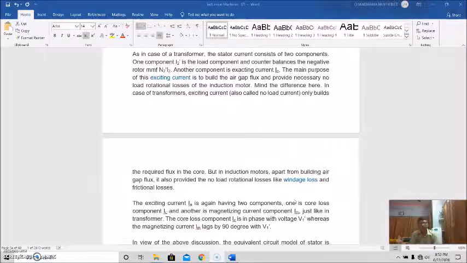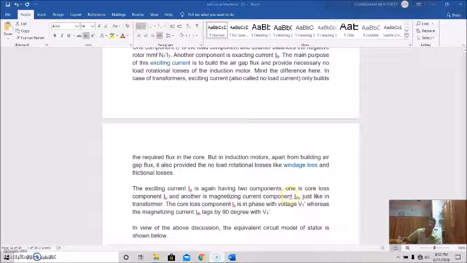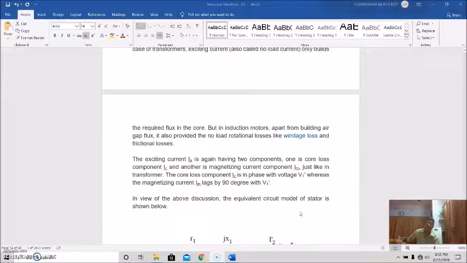This exciting current IE again has two components. One is the core loss component IC, and another is the magnetizing current component IM. So it is just similar to a transformer. The core loss component IC is in phase with voltage V1 prime, whereas the magnetizing component IM lags V1 prime by 90 degrees.